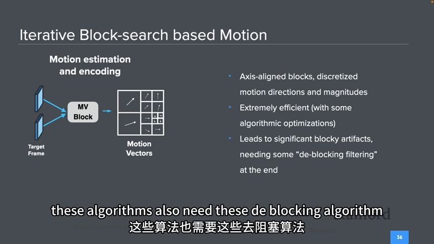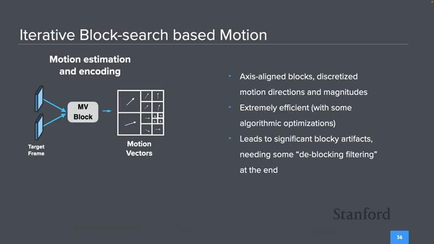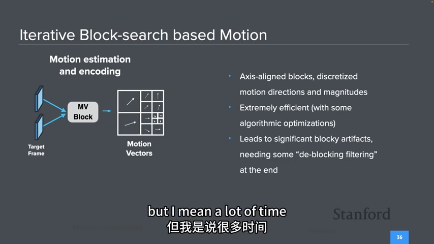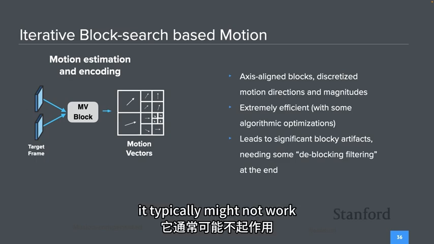And so these algorithms also need deblocking filtering, which is part of the loop, which does some post-processing to make the video look slightly better. But a lot of the time it just doesn't work because there are just so many blocky artifacts that it typically might not work.